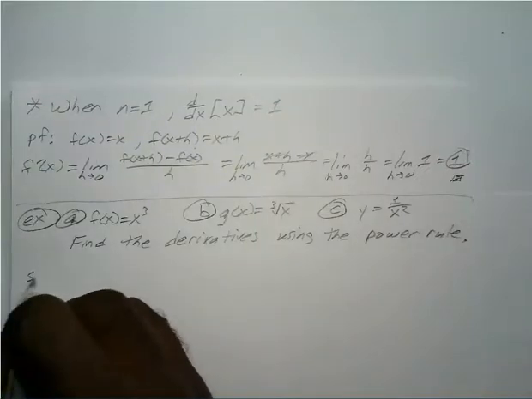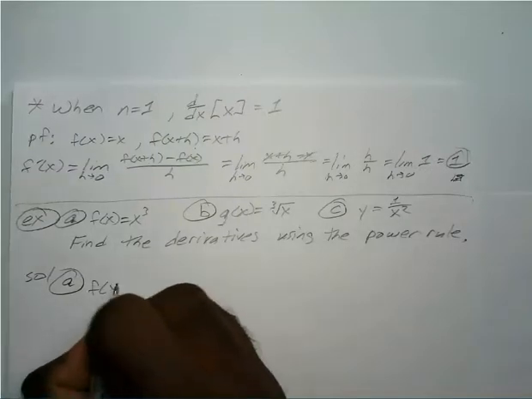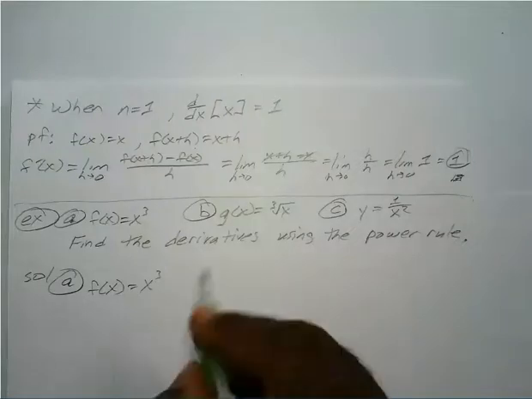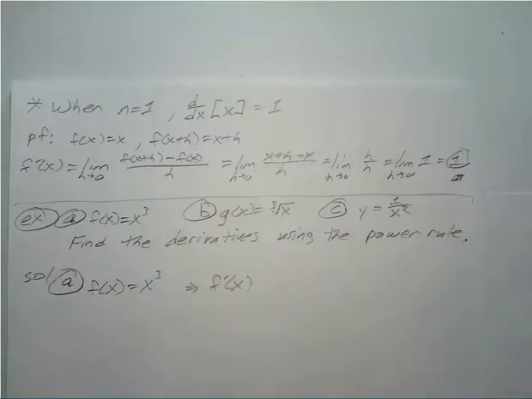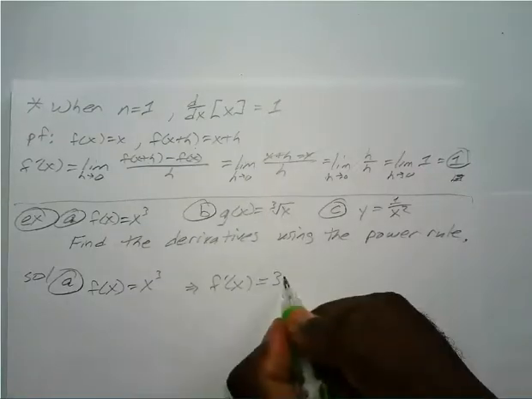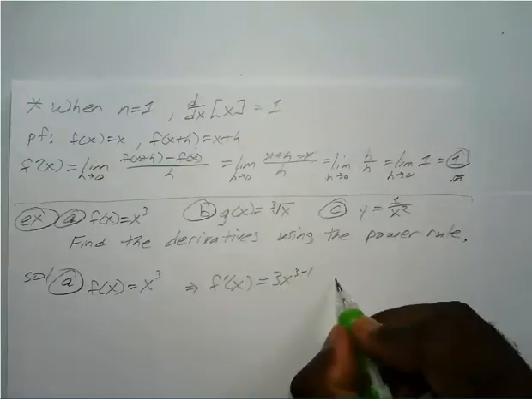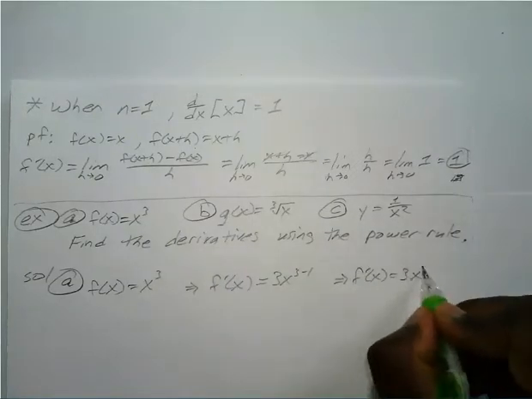Alright, so we'll go ahead and start on problem A. Okay, so f of x equals x to the third, then f prime of x, or the derivative of f with respect to x, remember, you're going to bring down that exponent to the front, so that's 3, then you're going to subtract 1, x to the 3 minus 1. Okay, so that means that your derivative is equal to 3x squared.